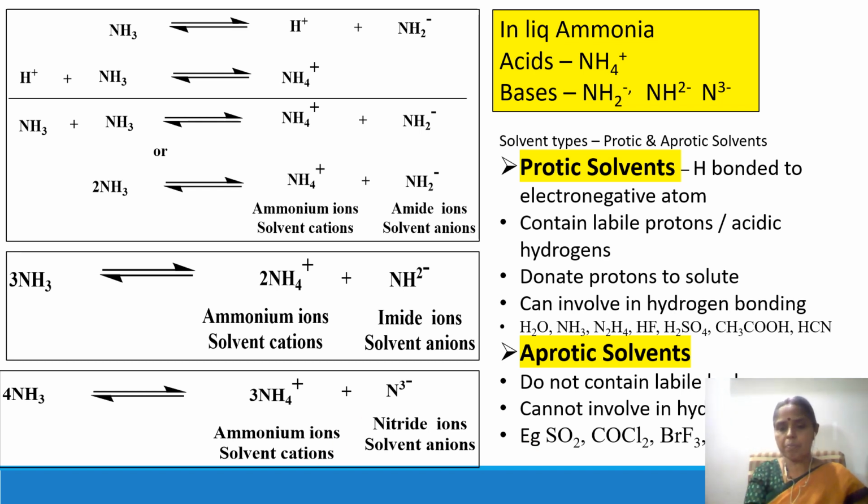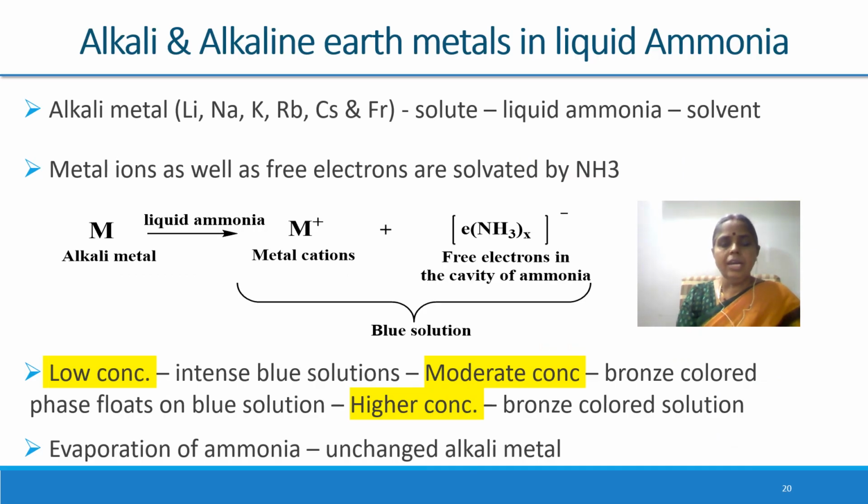Now, let us go to the last part of the chapter, which is about alkali and alkaline earth metal solutions in liquid ammonia. Let us look at the behavior and properties of alkali and alkaline earth metals in liquid ammonia. We have seen that ammonia is a protic solvent which is capable of releasing a proton. It can also accept a proton, and it can also form intermolecular hydrogen bonding. It can donate a proton to the solute. Now, let us look at the behavior of solutions in which either an alkali metal or an alkaline earth metal is the solute and liquid ammonia is the solvent.